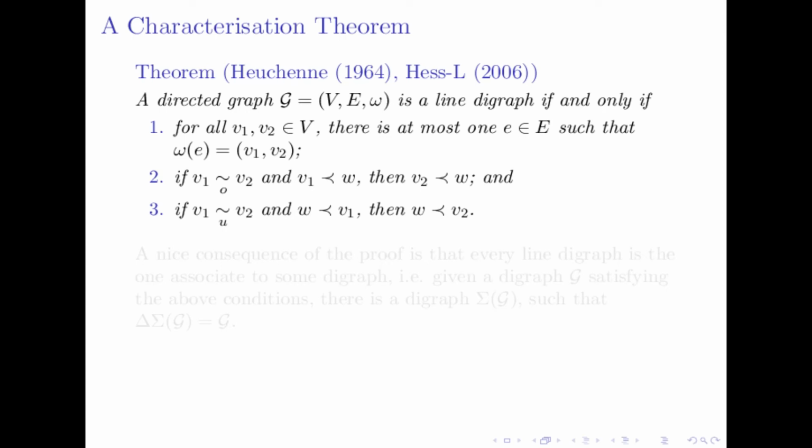It is a line graph if and only if for all V1 and V2 in V there's at most one edge E such that the endpoints of E are V1 and V2. In other words, you're not allowing any doubles. And then, if V1 is over related to V2, and V1 is less than W, then V2 is less than W. And then, if V1 is under related to V2, and W is less than V1, then W is less than V2.